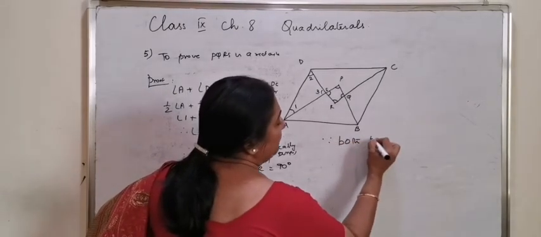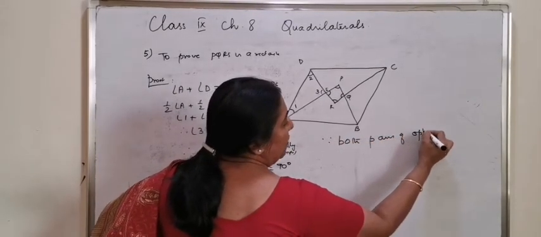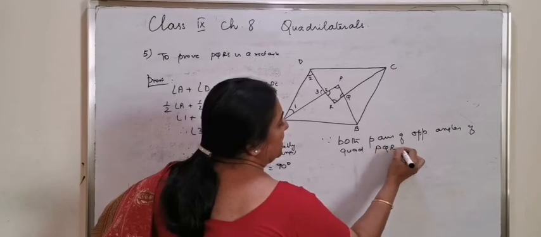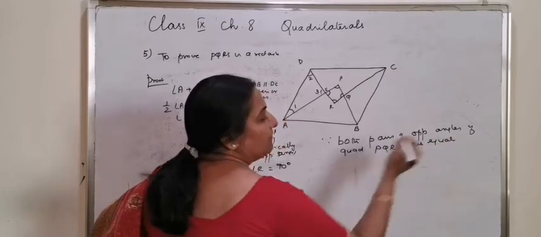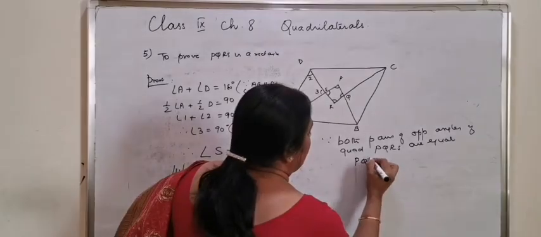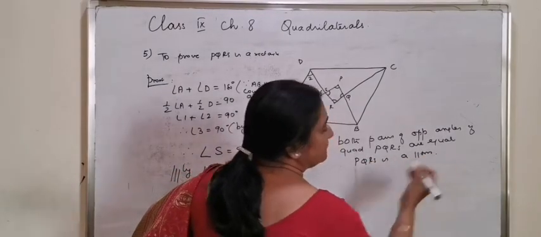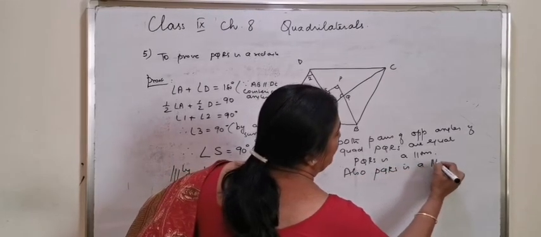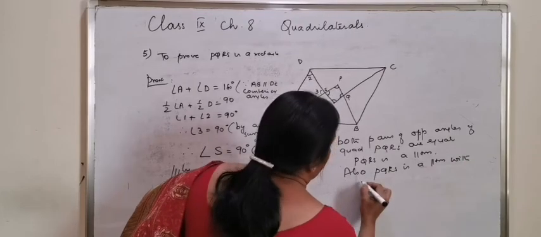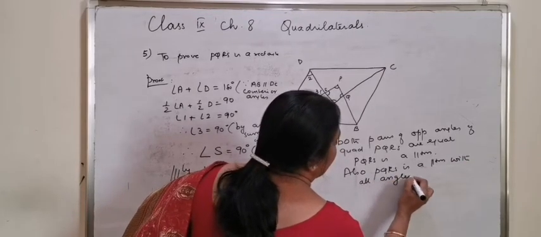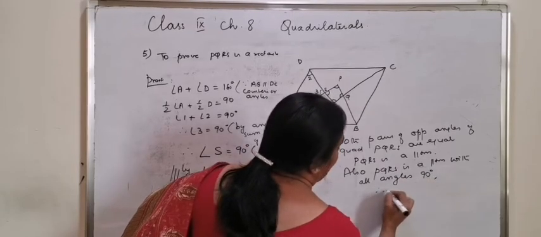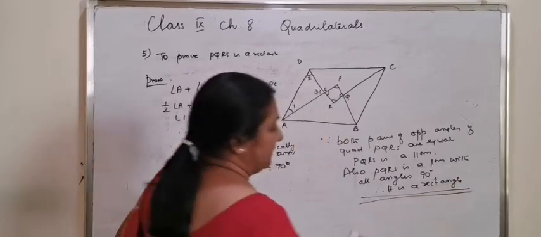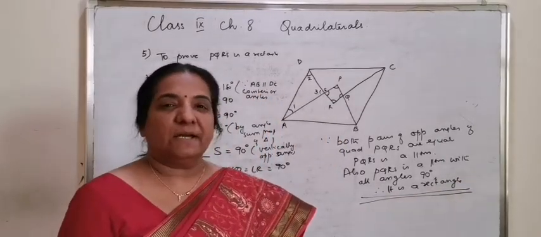Since both pairs of opposite angles of quadrilateral PQRS are equal, PQRS is a parallelogram. Also, PQRS is a parallelogram with all angles 90 degrees. Therefore, it is a rectangle. This is also an important 3-mark question.